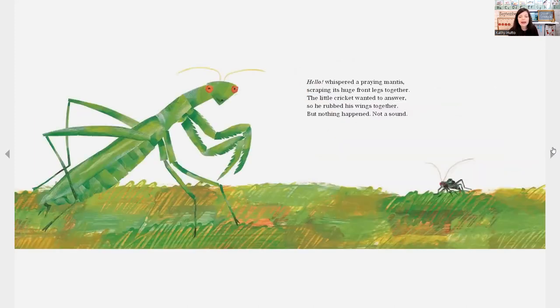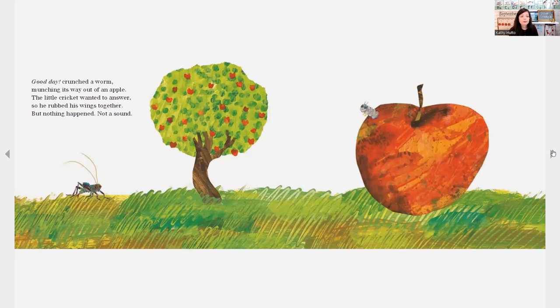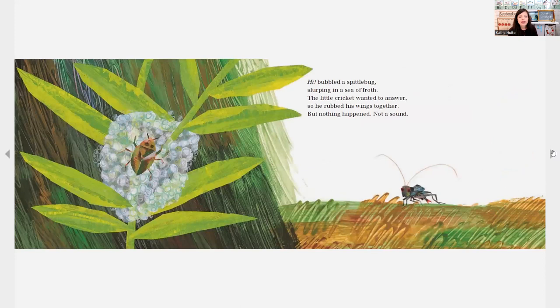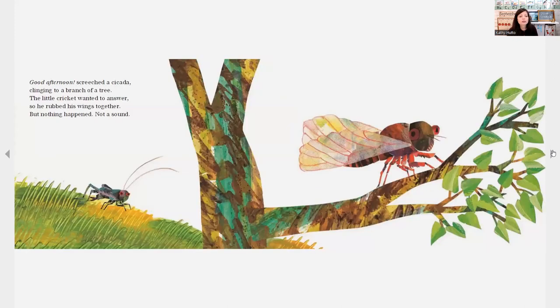"Hello," whispered a praying mantis, scraping its huge front legs together. The little cricket wanted to answer, but nothing happened, not a sound. "Good day," crunched a worm, munching its way out of an apple. The little cricket wanted to answer, but nothing happened, not a sound. "Hi," bumbled a spittle bug slurping in a sea of slop. The little cricket wanted to answer, but nothing happened, not a sound.